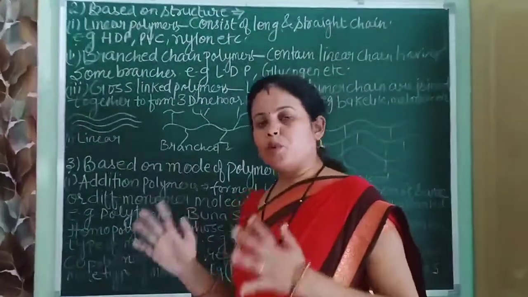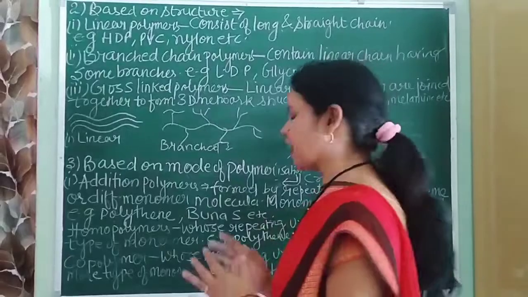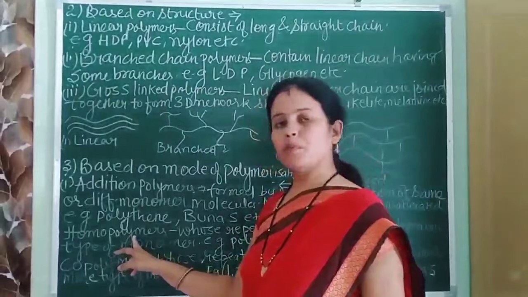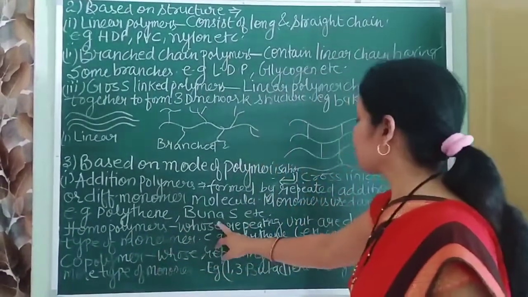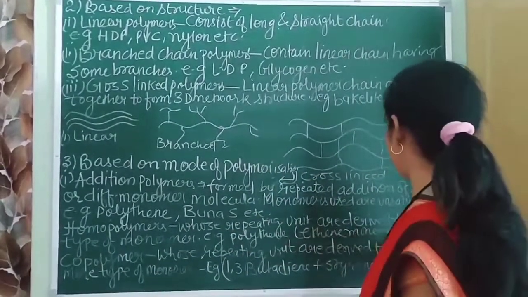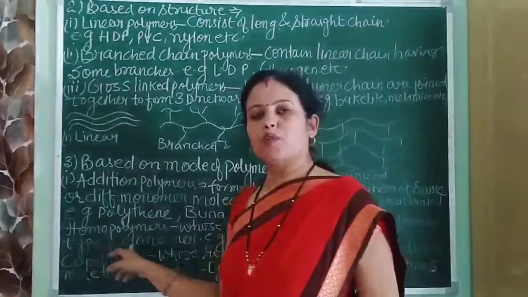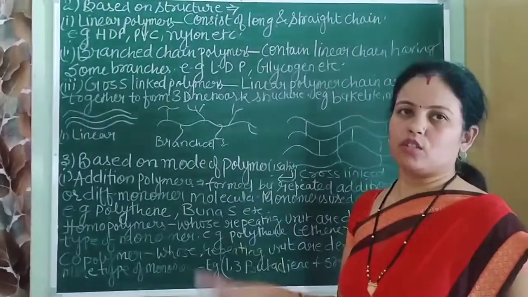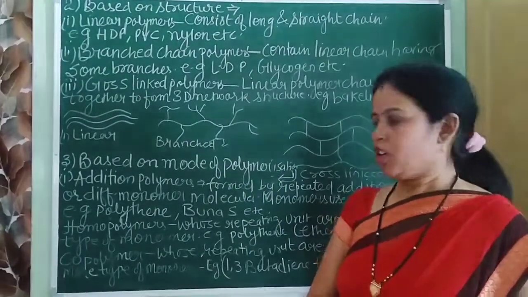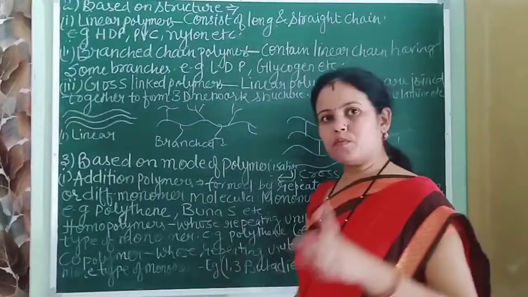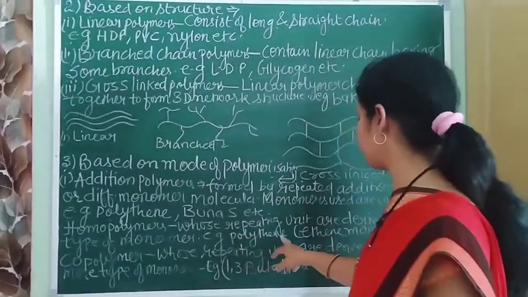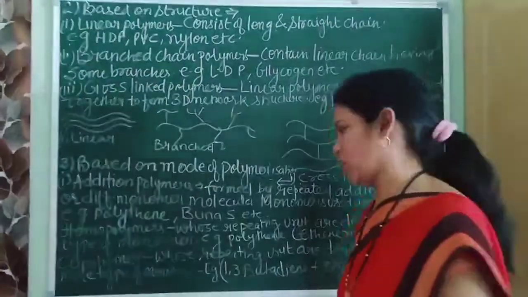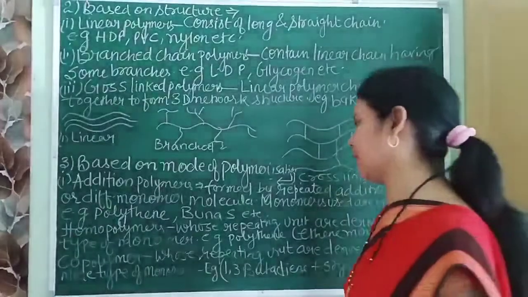If the repeating units are derived from the same monomer, that is called a homopolymer. See here, what is a homopolymer? Whose repeating units are derived from one type of monomer only. It means even if 1000 units are adding, they are derived from a single monomer. For example, in polythene, all the structural units are derived from ethene only. So this is known as a homopolymer.